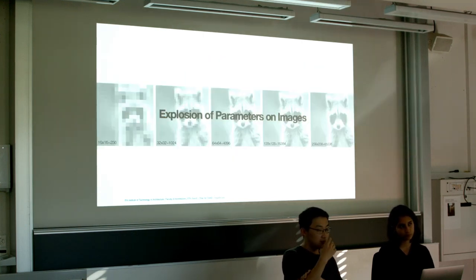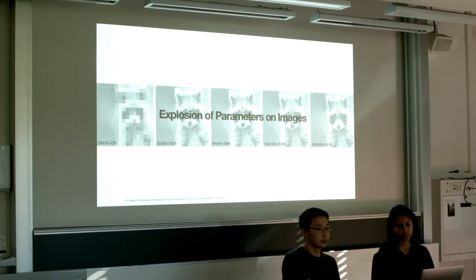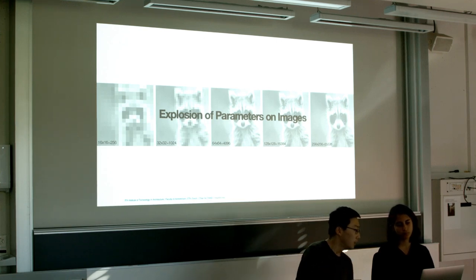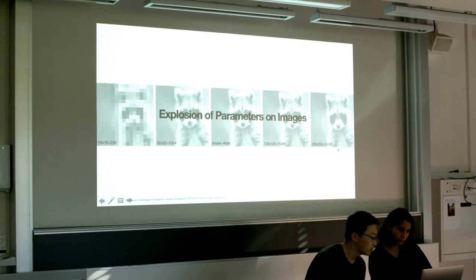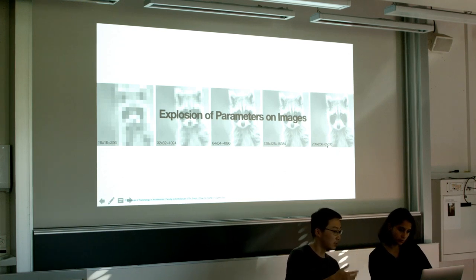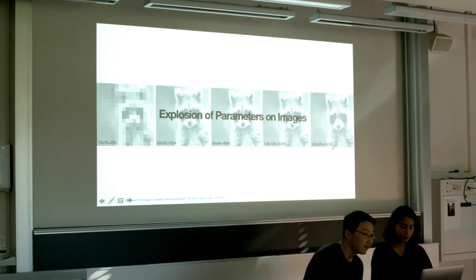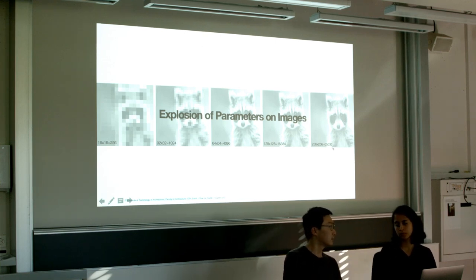A problem of this setup would be the explosion of parameters when we try to use neural networks on images, because obviously when we increase the resolution of the image, the number of pixels increases dramatically. For example, in the 16x16 case, we only have 256 pixels, but if we increase the resolution to 256 by 256, then we have more than 65,000 pixels.